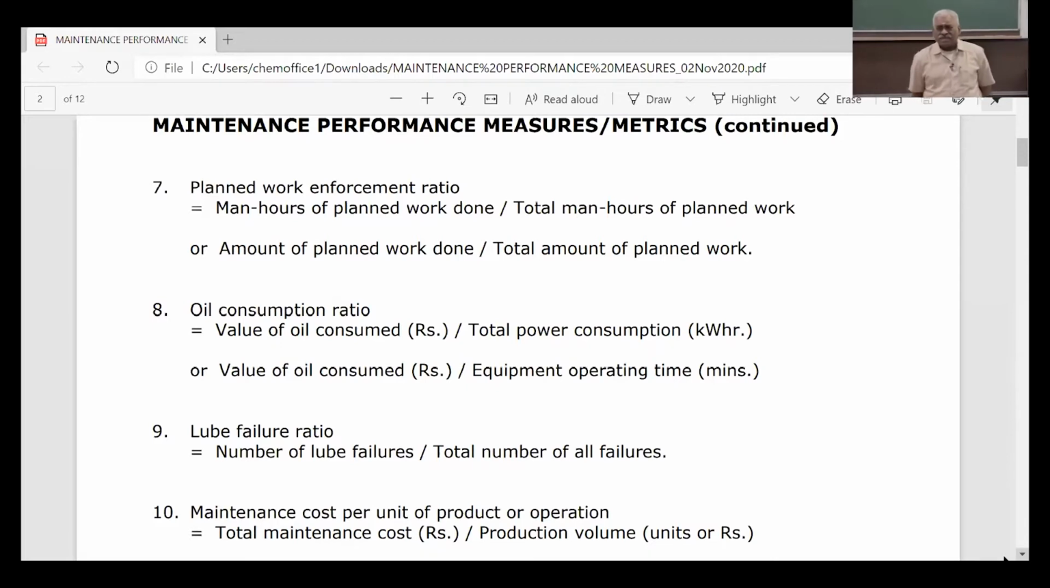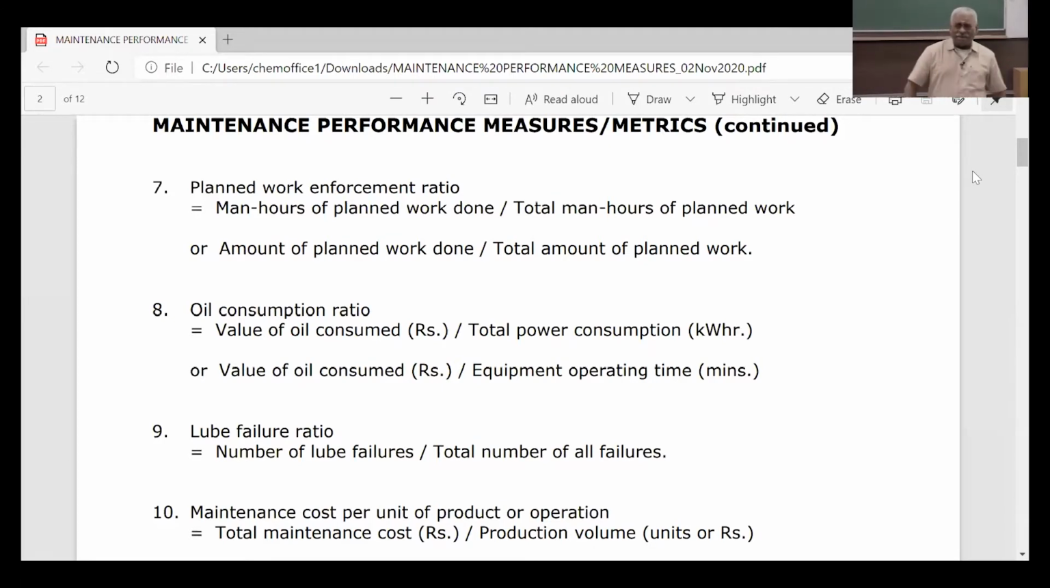Okay, so the seventh one, planned work enforcement ratio. This is man hours of planned work actually done divided by total man hours of planned work. Now, do you agree that even the planned work which is actually done need not be exactly equal to the total man hours of planned work? Do you agree? Yes, sir. Can you think of situations where man hours of planned work could be greater than the total man hours of planned work?